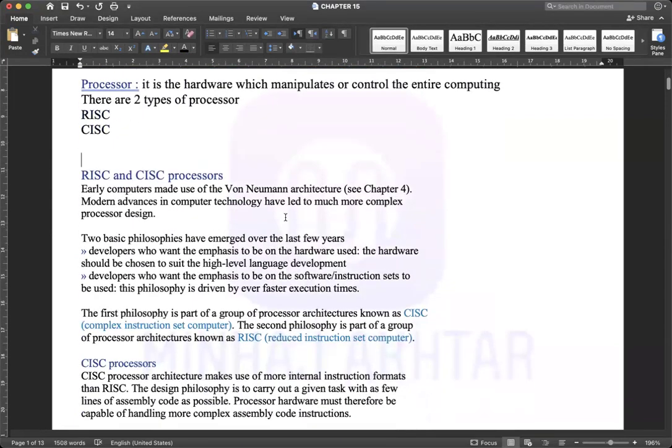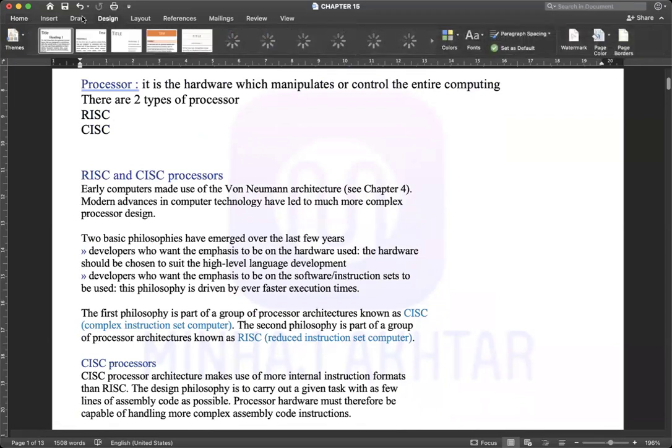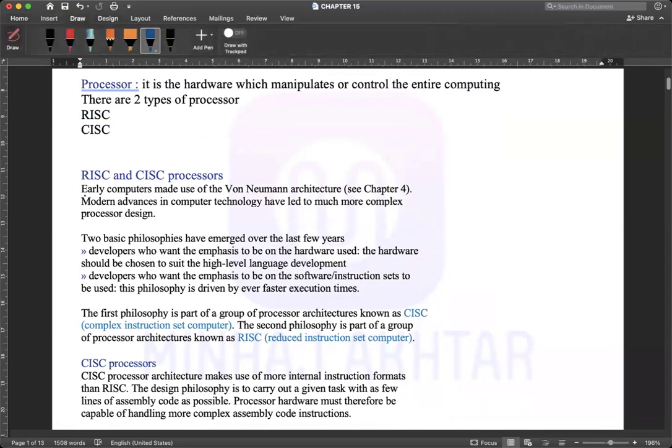First, let's start. Early computers made use of the von Neumann architecture. Do you remember the von Neumann architecture? Can you tell me what is the basic concept of von Neumann architecture? It was basically a structure where we have MAR, MDR, PC, CIR. These are all what? Registers.